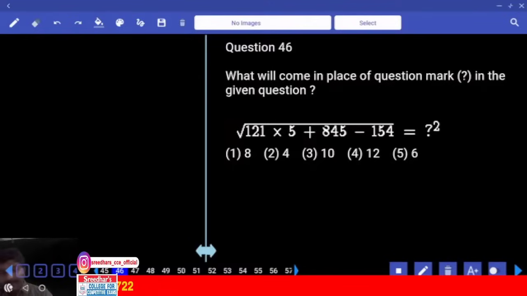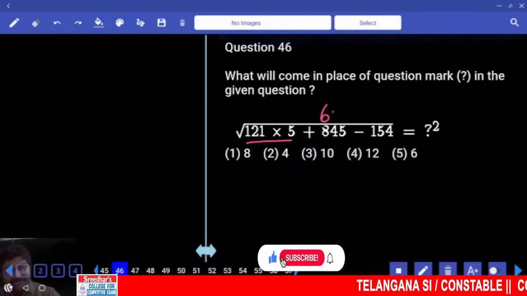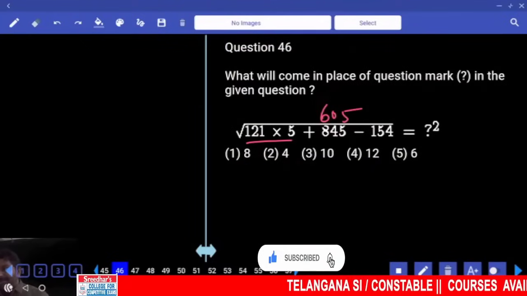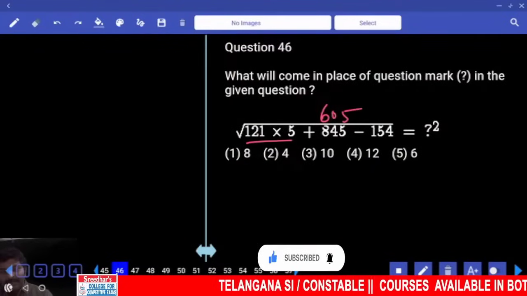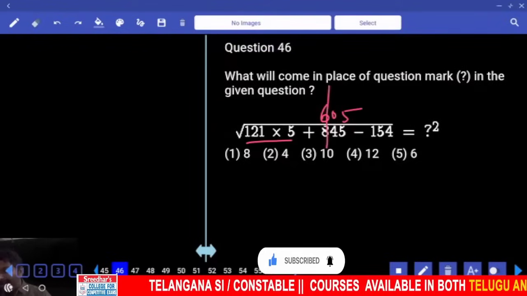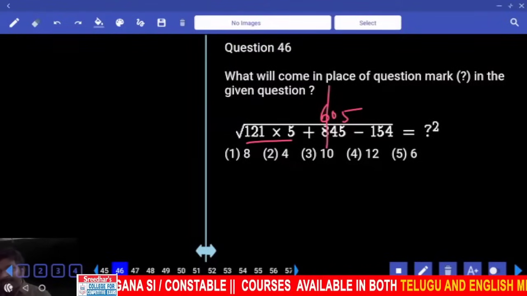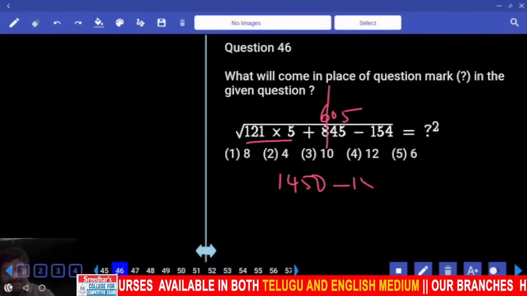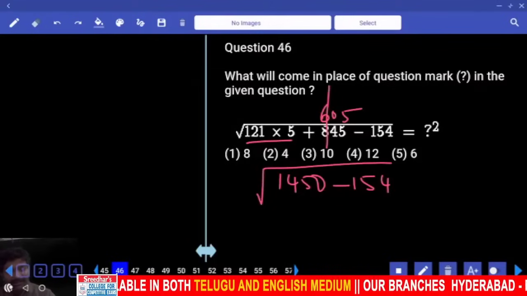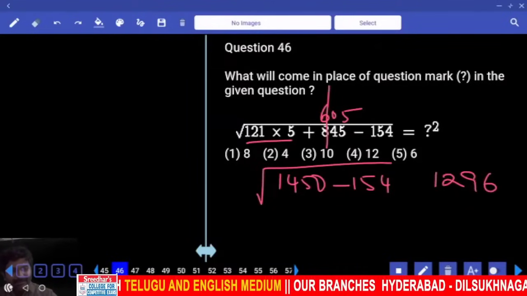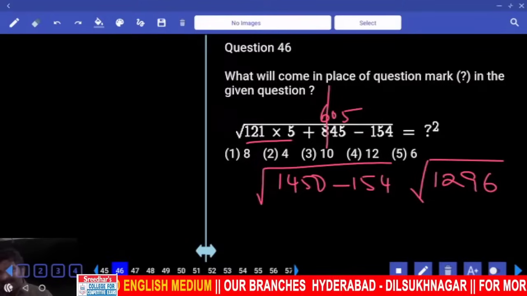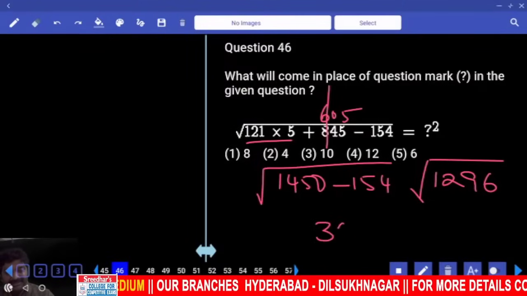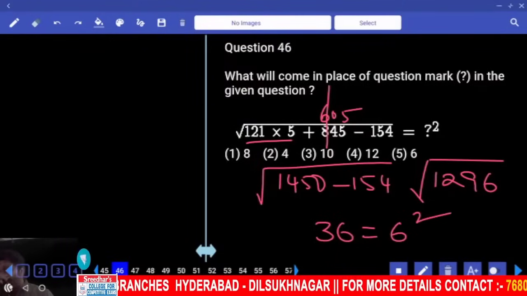Two options. Fine. 5 times, 10 times and half of it. 10 times is 1210. Half of that number, 605. Sum of both the numbers, 1450. Hundreds places, 600, 800, 1400. 0, 5, 4, 5, 50. 1450. So from 1450, if we subtract 154, that will be 1296. Under root of 1296, that is 36. 36 is which number square? 6 is square.